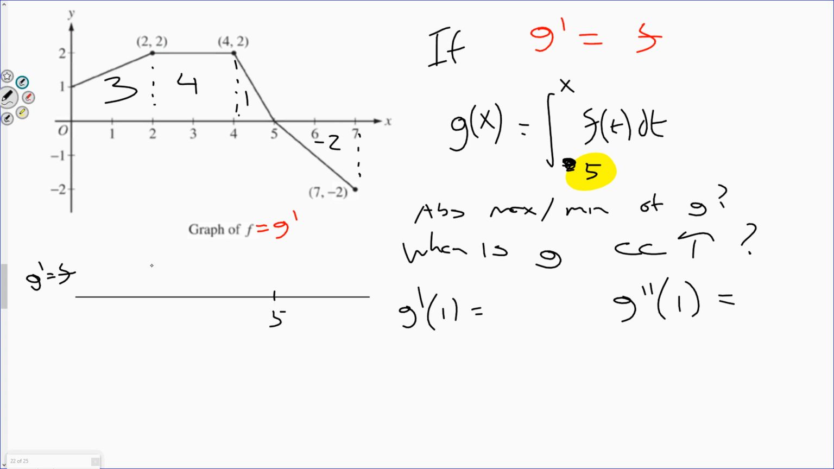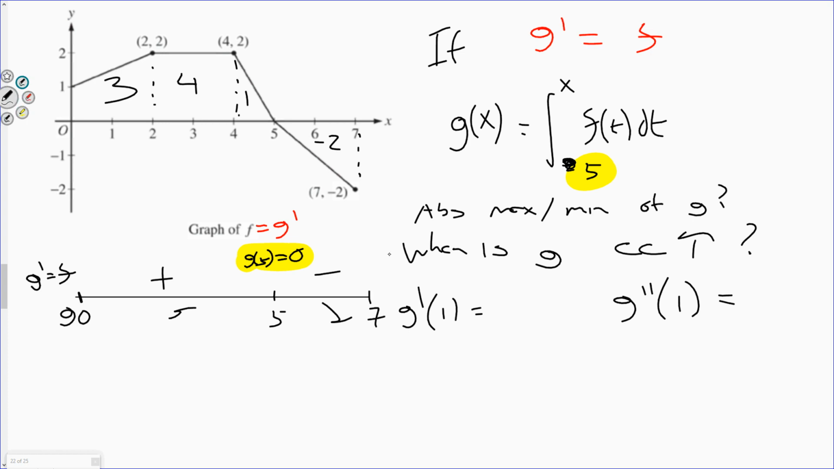I am seeing that the signs are positive then negative, which means G's got to be increasing then decreasing. I know that actually G of 5 has to be the max, and the max value is 0. This wins because G prime is positive until 5, and then G prime is negative. That means the min must either occur at 0 or at 7.